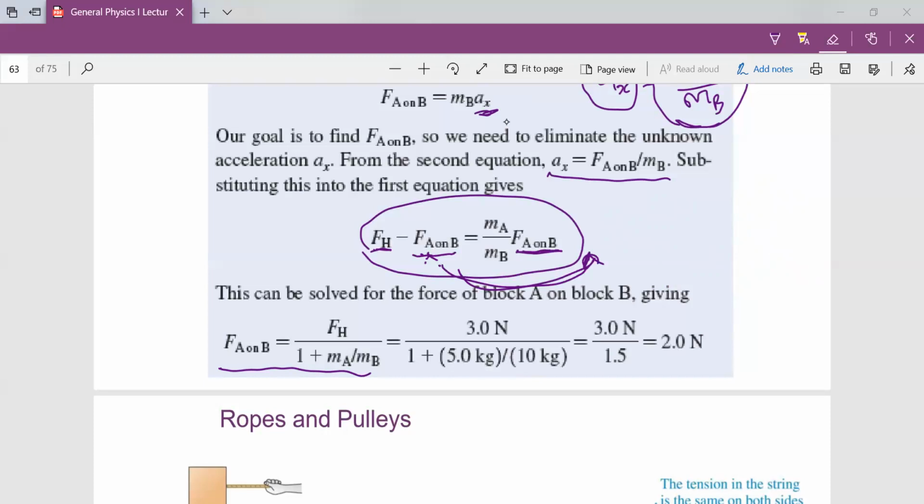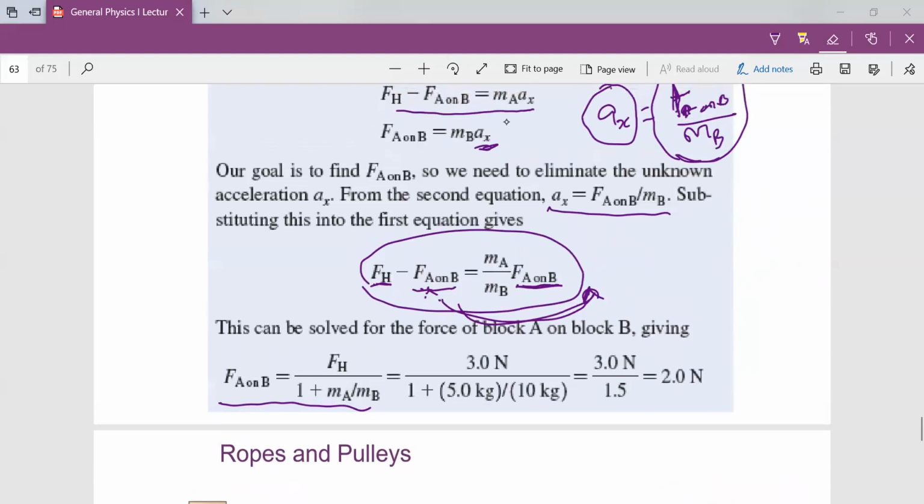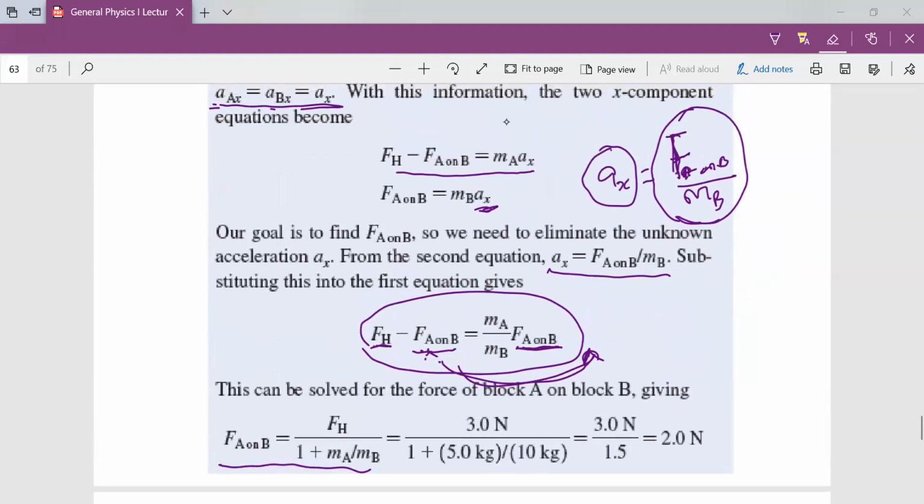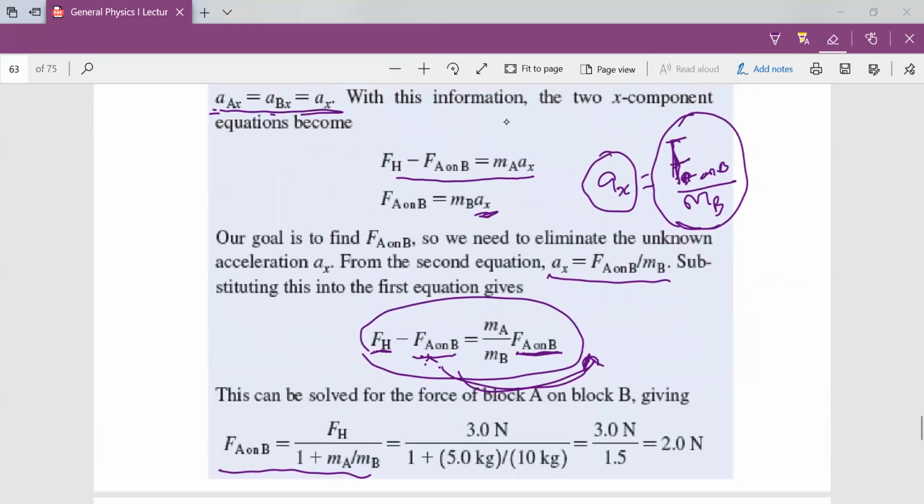Yeah, I want to ask why we equated the two equations together. The F_H minus F_A on B is equal to M_A over M_B. This equation that you circled. This one? Yes, this.